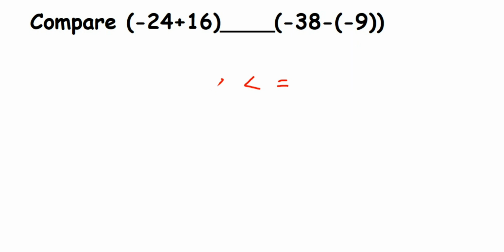Now before we get this, we have to solve the left hand part and the right hand side, and then we're going to compare them. So we're going to solve the left hand part first. So -24 + 16. Here you're doing an addition, we have a plus sign, right? You're doing an addition of -24 and 16.